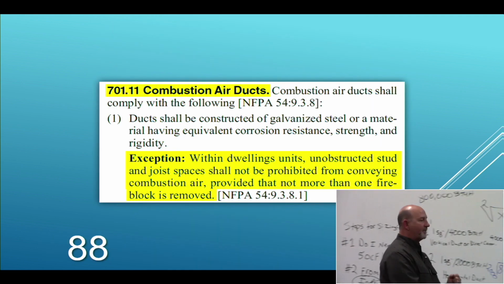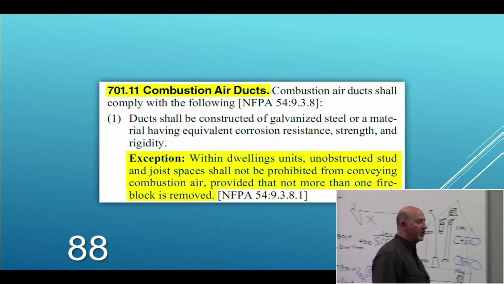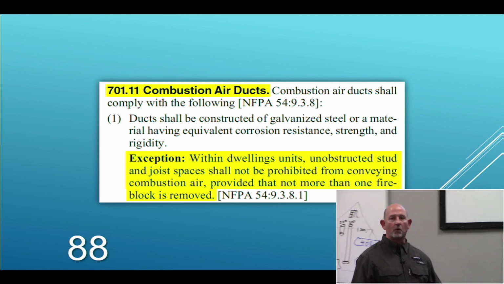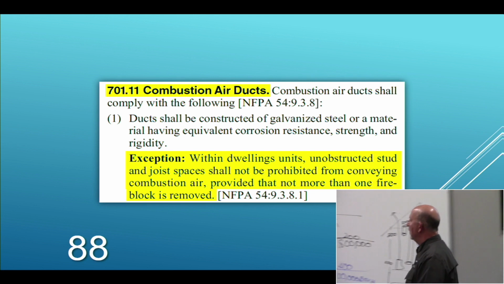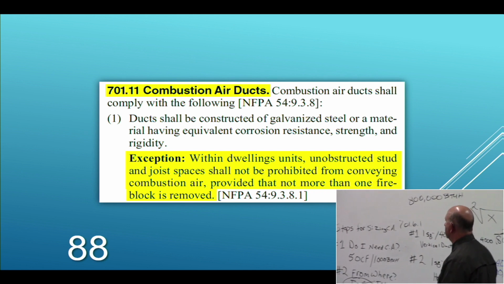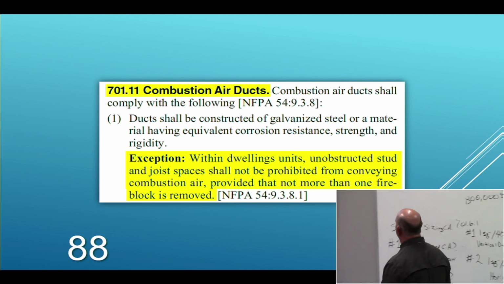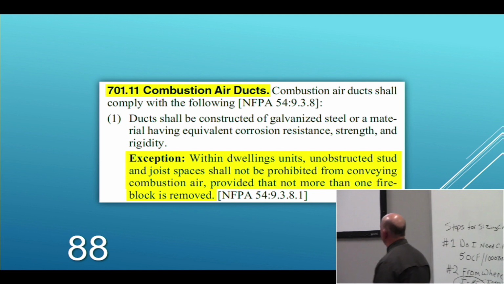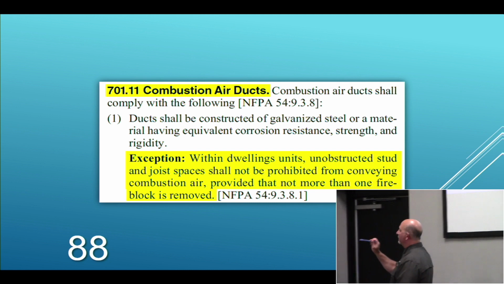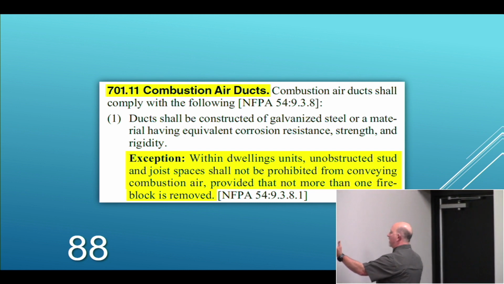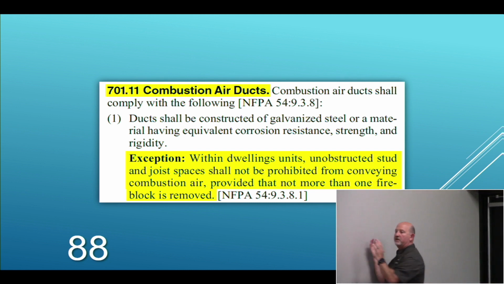Page 88, top left, 701.11, combustion air ducts. Number 1 says they've got to be metal. I'm looking for the exception. Within dwelling units, unobstructed stud and joist spaces shall not be prohibited from conveying combustion air provided that not more than one fire block is removed. So do you agree inside this wall right here, I've got studs on edge and I've got sheathing on the front and the back?